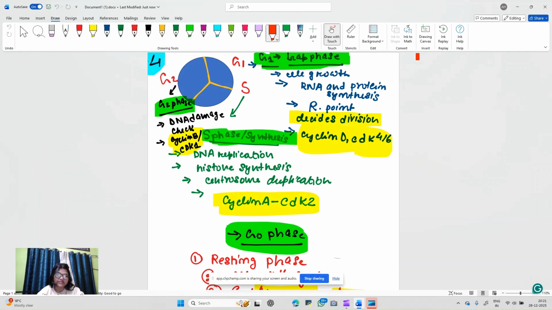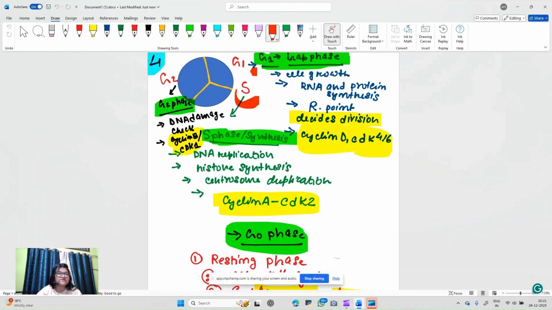The first topic is cell cycle and cell division. We have the G1 phase, which is a gap phase, the synthesis phase, and the G2 phase. In the gap phase, cell growth and RNA and protein synthesis all take place. There is a restriction point which decides division by cyclin D and CDK 4,6.